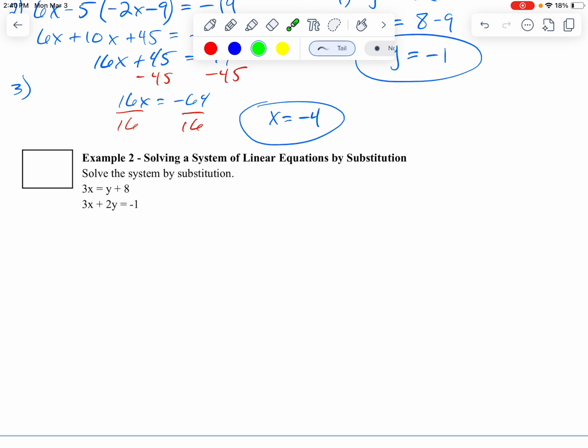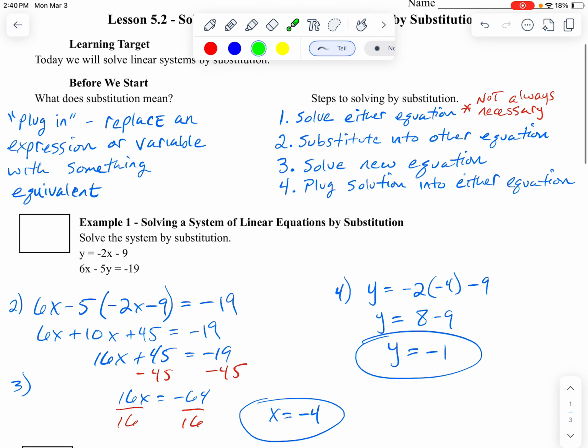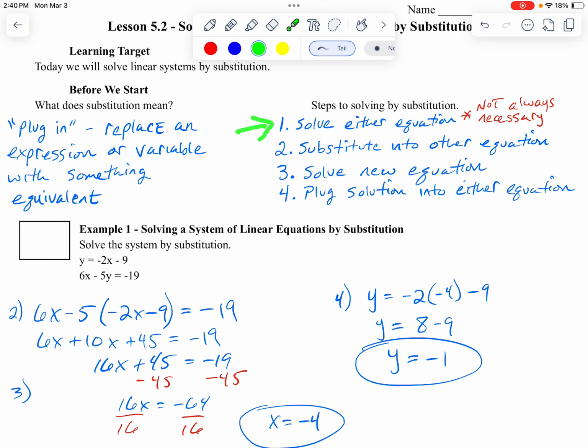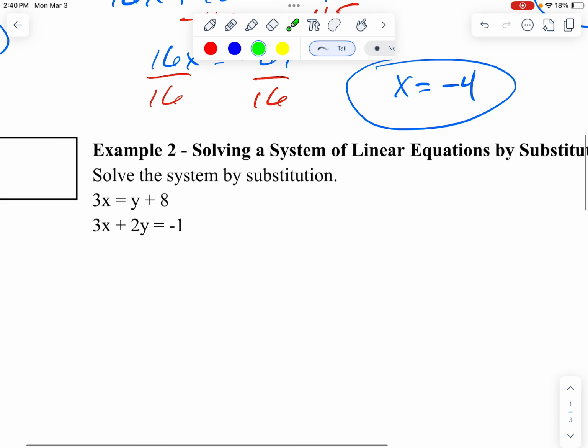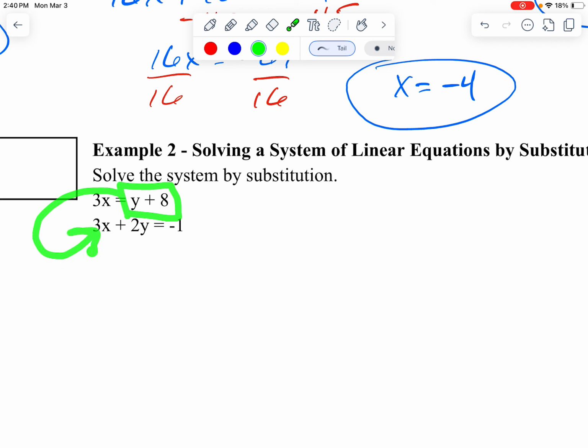This is going to be just slightly different. Again, step 1 says, well, let's solve either equation. Not always necessary. Here's the other thing that you need to look out for. 3x here, 3x here. Since I know 3x equals all this stuff, again, I can just substitute it. They match, right? This is an expression. Since 3x is y plus 8, I can substitute in y plus 8.